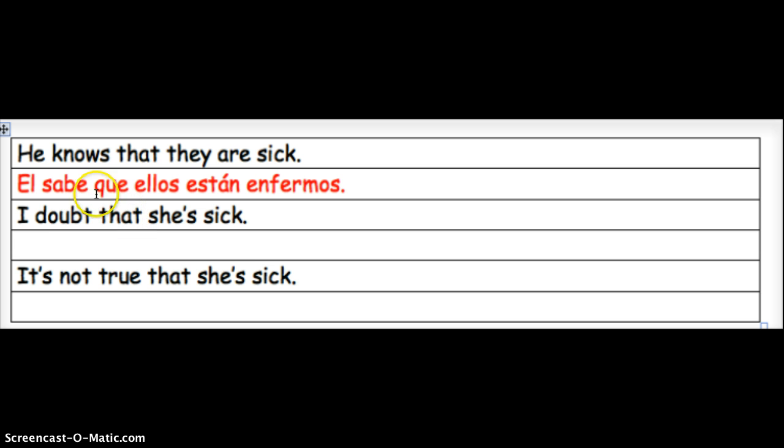I doubt that she's sick. Before the K we have I doubt. And there you go. There's an expression of doubt and uncertainty. So we'd have dudo que. We have a change in subject, so we have to have the subjunctive. Dudo que ellos, or que ella, perdón, esté enferma.